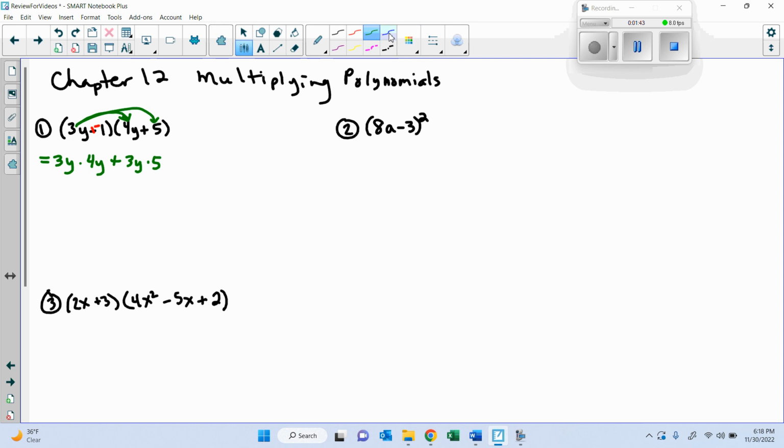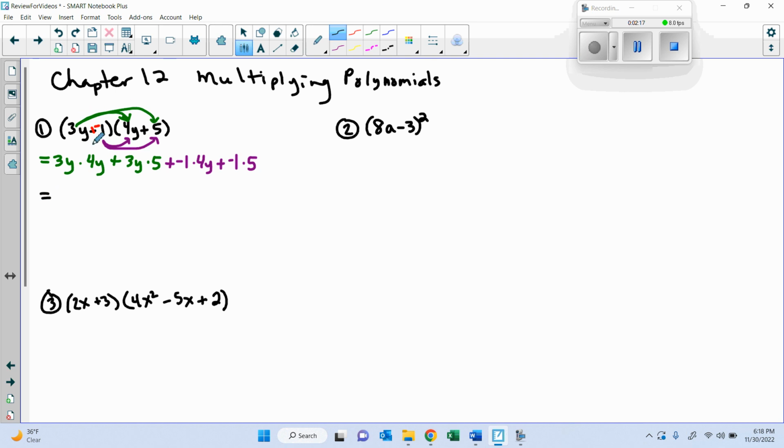And then I'm going to do the same thing with this -1. So I changed the sign so I don't mess up. So I know that's -1. So I'm going to take -1 times 4y. So that's plus -1 times 4y plus, and then -1 also has to get multiplied by 5. So I have -1 times 5. And then now all that's left is just to clean all this up, multiply them out, add like terms, and so on. So it's very simple.